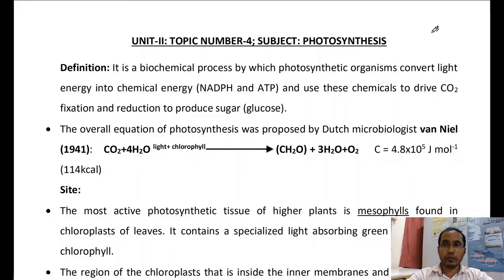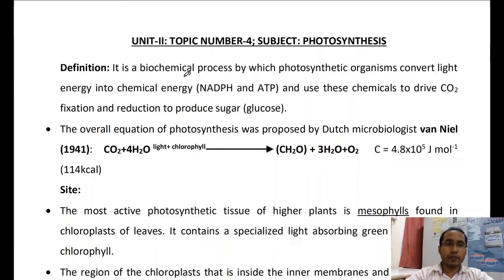And there are some differences between the C3 and C4 cycles. All the things related to electron transport chains will be discussed here. So be concentrated. Within a very short time I will cover all the topics.